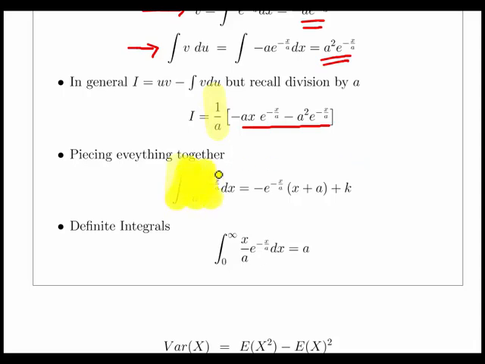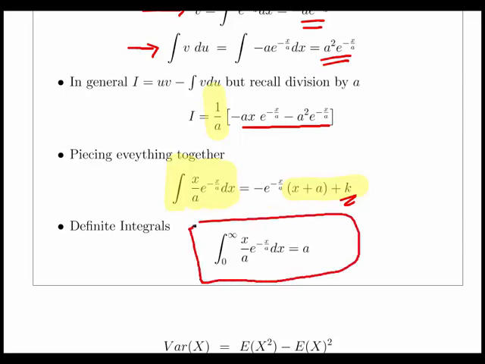So piecing everything together, we get minus e to the minus x divided by a times x plus a, plus the constant of integration, k. Now this is a very interesting expression here. Essentially the integral of x divided by a times e to the minus x divided by a dx, integrated from 0 to infinity, is simply a. So that's very handy.